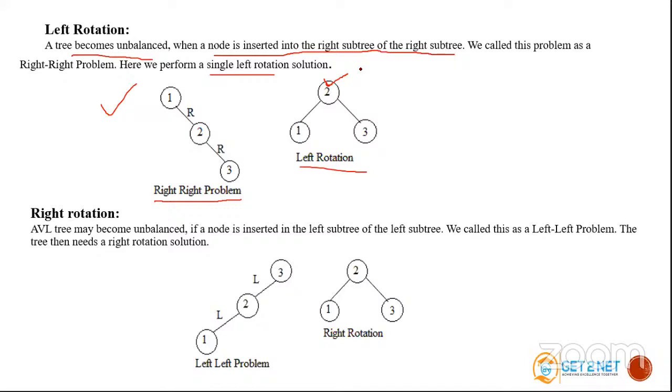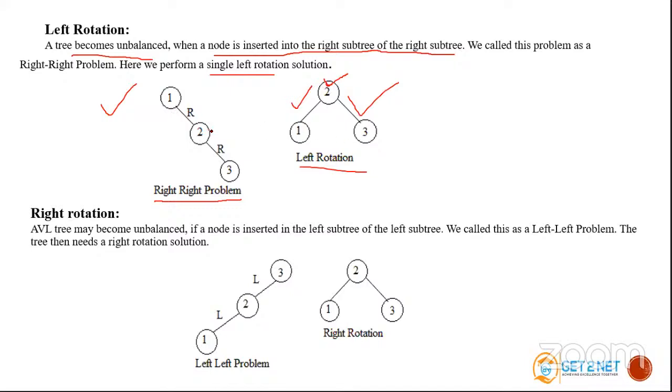So here, in this single left rotation problem, in this single left rotation, what we did, we just made the solution. 1 is lesser than 2, that's why 1 came to the left subtree and 3 came to the right subtree. We balanced it. Now my tree is balanced.